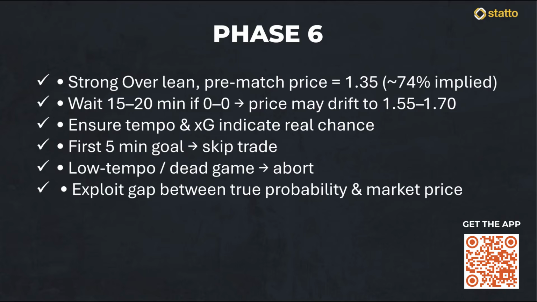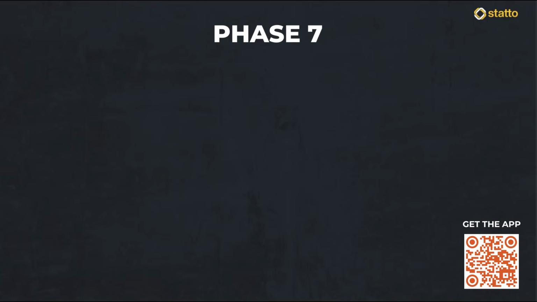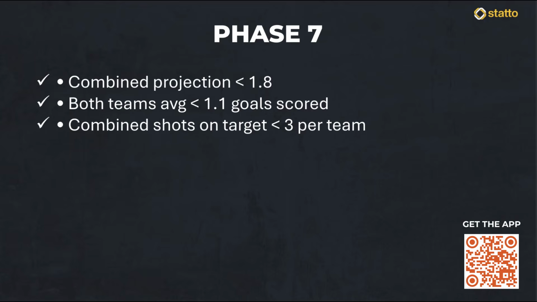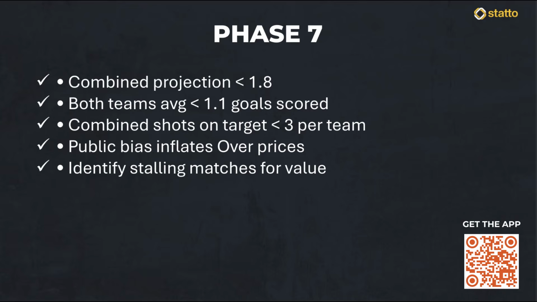Now, it is also important to touch briefly on the under 1.5 framework. While most people naturally look for goals, some of the best value can be found in the under market. You have a strong under profile if your combined projection is below 1.8. Both teams average below 1.1 goals scored, and the combined shots on target are below 3 per team. In these slow, low-volume environments, the public bias toward goals often inflates the over price, making the under a massive area of value. By identifying these stalling matches structurally, you can profit from the frustration of others.